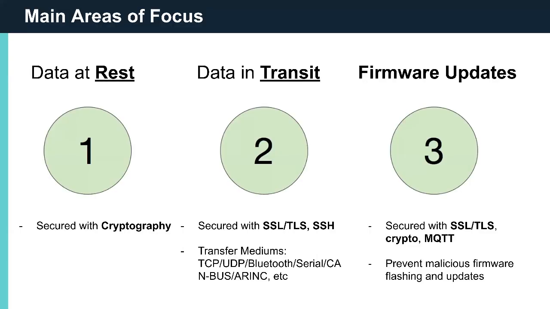We secure data at rest with cryptography, data in transit using protocols like TLS, SSH. Typically, that's done over TCP/IP, but that can be really over any kind of transport medium that you have available. And then mixing some of those together with secure firmware updates. We have a wolfBoot product, which is a secure bootloader. And then, customers typically mix in a secure transport protocol to get the firmware image down to the device. So those are the three main areas we focus on. You'll see some of our products that fit into these categories here in a few slides.